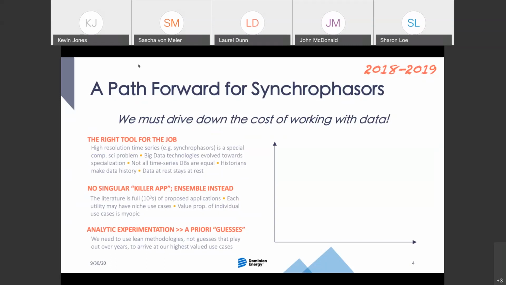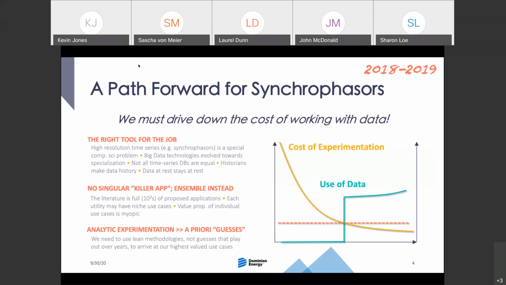So all that being said, we needed the right tool for the job to be able to push our use of synchrophasor data forward. And the way that we sold this internally was with a very simple concept: that our use of data was burdened by the cost of experimentation, and that until we drop the cost of experimentation below a certain threshold, we won't use data at all. So it's very much like an activation function.